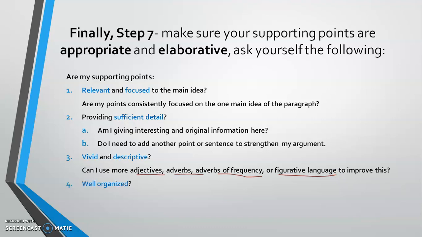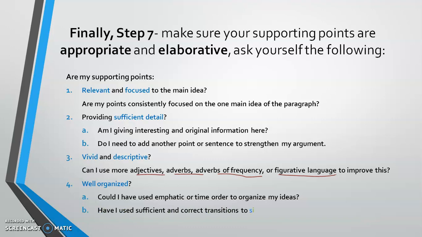4. Well organized. Organization is always important. Could I have used emphatic or time order to organize my ideas? And as you know, organization could happen by using transitional words and connection words. Have I used sufficient and correct transitions to signal the start of my supporting details? As we saw in the example before, we used first, second, third, and we used, for example, to explain these transitions connect supporting details together.